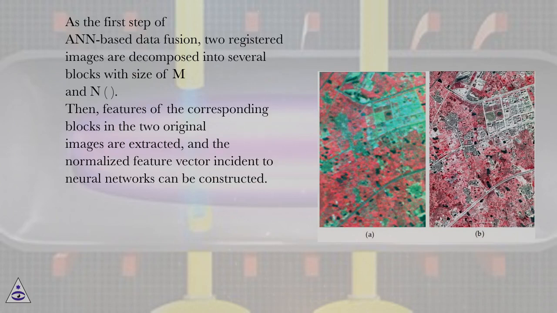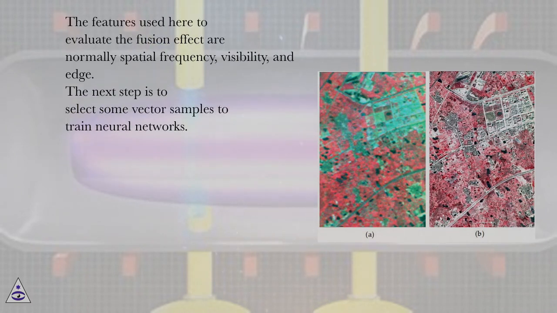As the first step of ANN-based data fusion, two registered images are decomposed into several blocks with size of m and n. Then, features of the corresponding blocks in the two original images are extracted, and the normalized feature vector incident to neural networks can be constructed. The features used here to evaluate the fusion effect are normally spatial frequency, visibility, and edge.